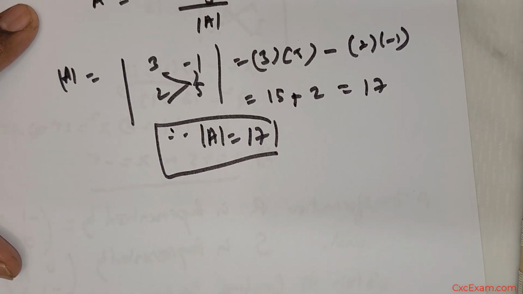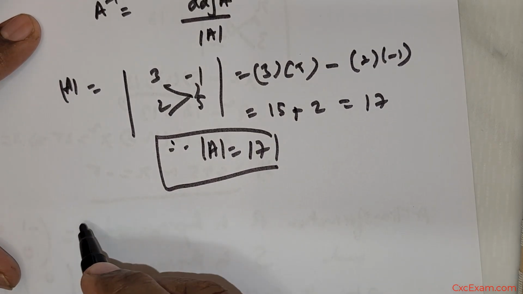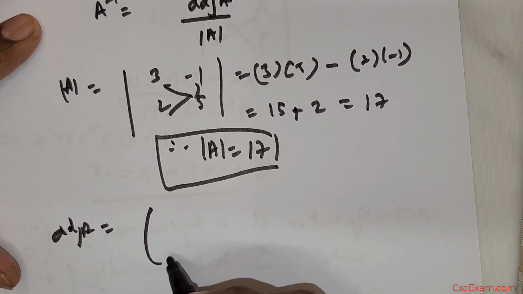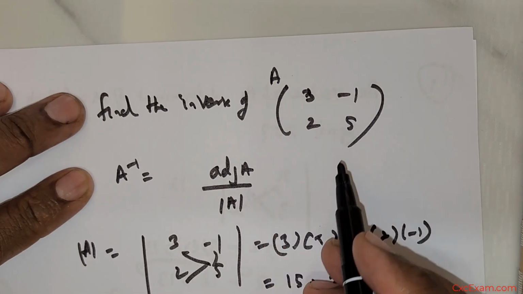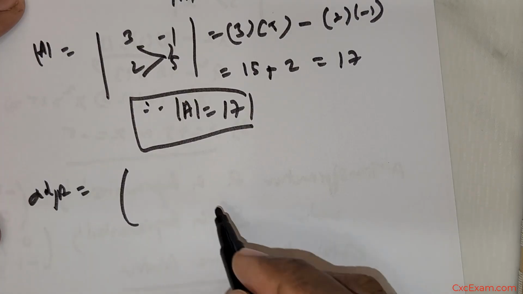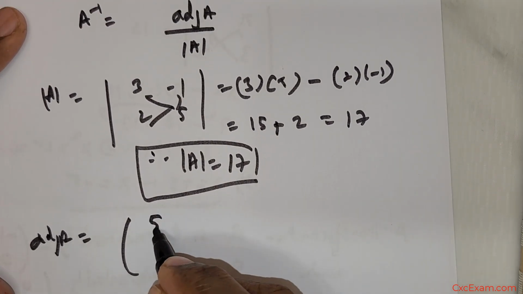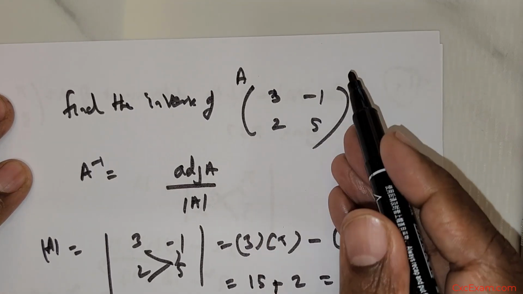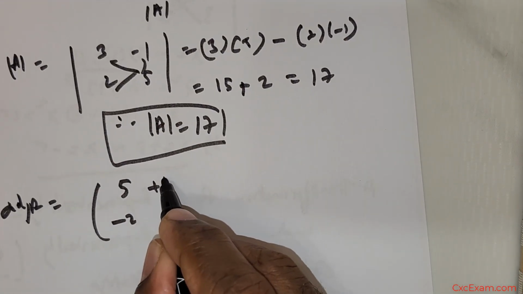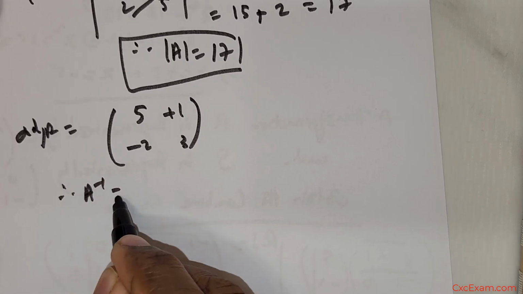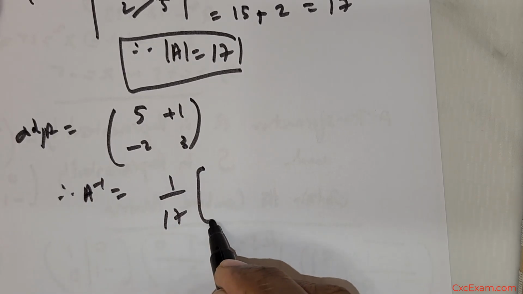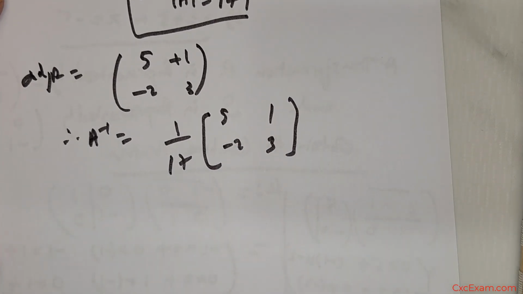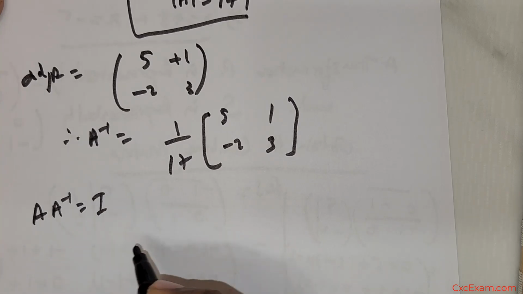So determinant of A is 17. Now you have to get the adjoint of A. To get the adjoint of A, you will have to shift the position of the elements. So you move 5 to the position of 3 and 3 to the position of 5, and then for the other diagonal element, you place a negative sign, so this will become positive 1. So therefore A inverse is equal to 1 over 17, the matrix 5, 1, negative 2 and 3. So this is the inverse.